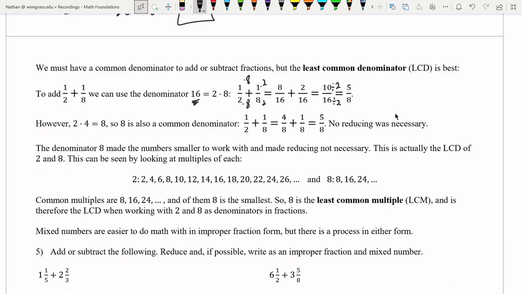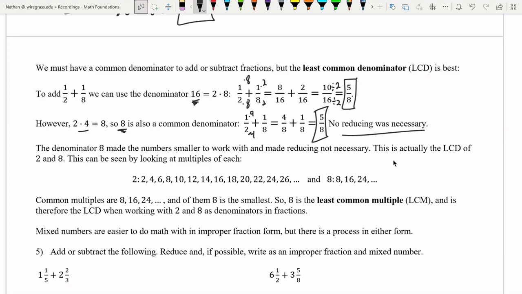That's the standard thing that I was just showing you. Now, we can also look at this and say, well, 2 can actually be transformed into 8 by doing 2 times 4. So 8 is actually also a common denominator, right? All I have to do is multiply this one by 4. That gives me 1 times 4 is 4, 2 times 4 is 8. So 4 over 8 plus this 1 over 8 now gives me 5 over 8. You can see I get the exact same answer, but I didn't have to do any reducing, and the numbers were smaller in the whole process.